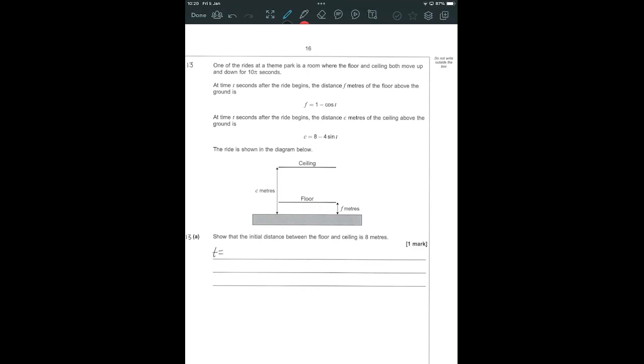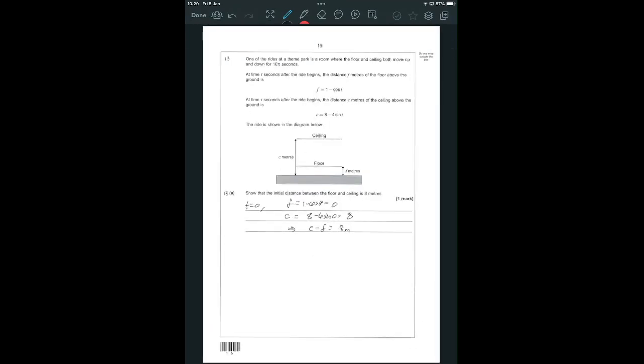So when t equals 0, f is 1 minus cos 0, cos 0 is just 1, so that's 0. And the ceiling is 8 minus 4 sine 0, sine 0 is 0. That's just 8. So that means that the initial distance between the floor and the ceiling is 8 meters.